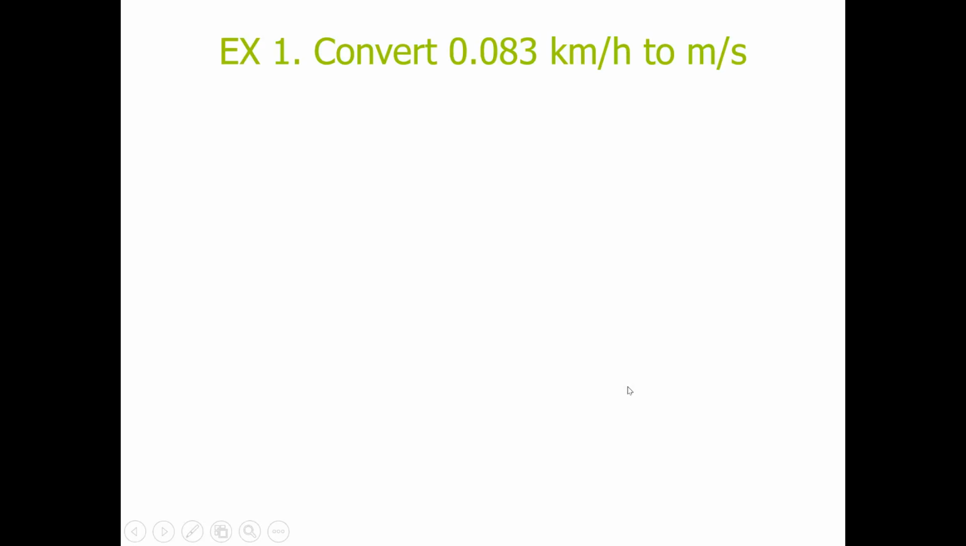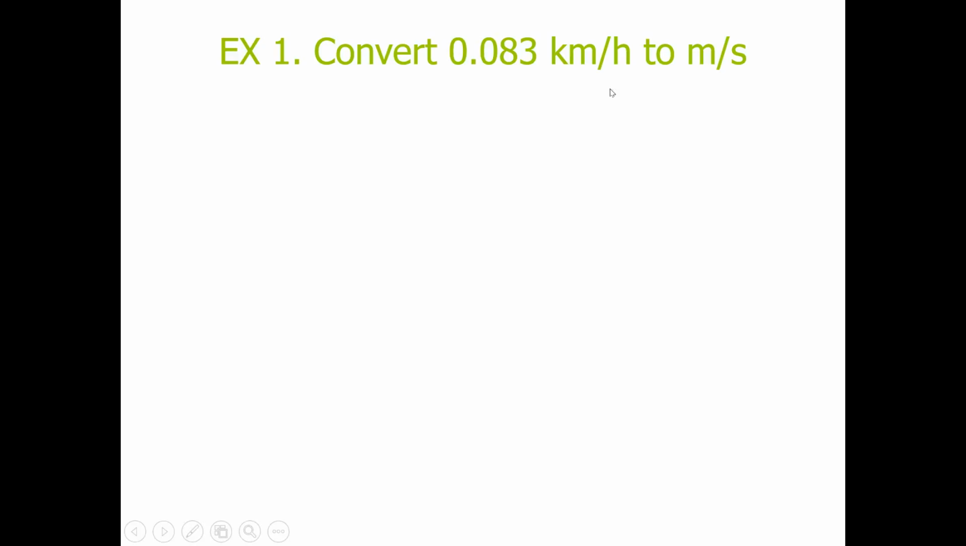Okay, so here is the first example. We're going to convert 0.083 kilometers per hour to meters per second. The idea behind converting a combo unit into a new combo unit is that you are going to convert your numerator to numerator and your denominator to denominator. Let me say that again. You're basically doing a conversion between your numerator to numerator and your denominator to denominator.